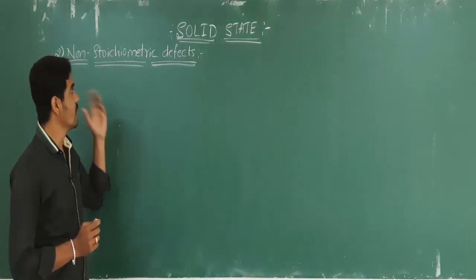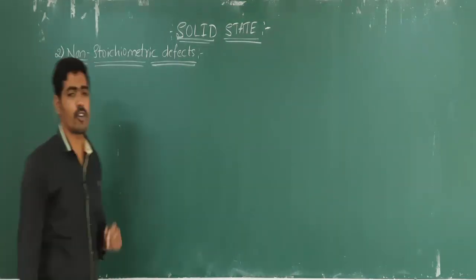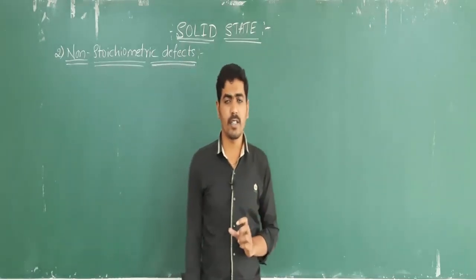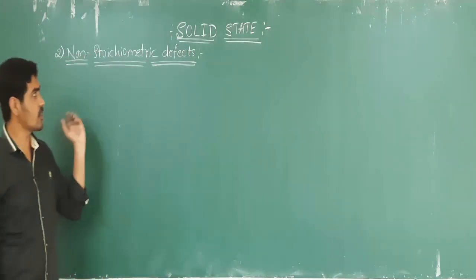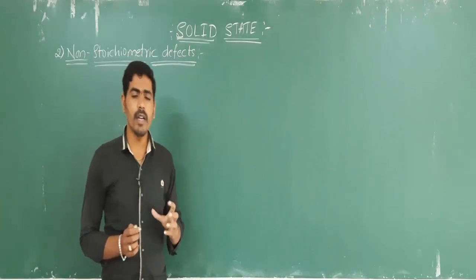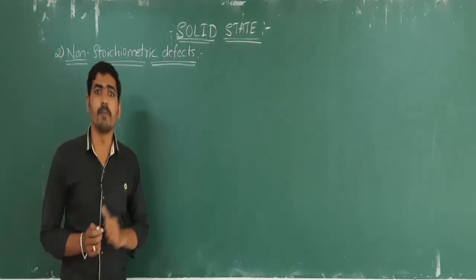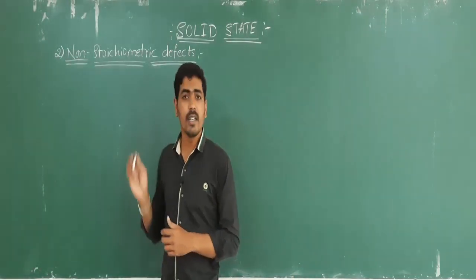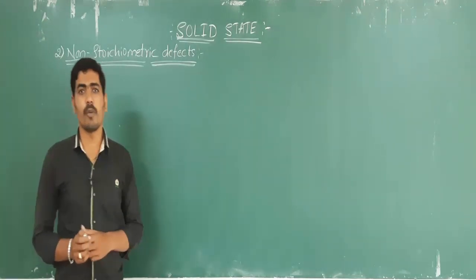Now we will study the second type of crystal defect, that is non-stoichiometric defects. So what does this non-stoichiometric defects mean? As you already know, the stoichiometric defects will not alter the stoichiometry of the crystal, and hence they are said to be stoichiometric defects. But non-stoichiometric defects means these will alter the stoichiometry of the compound. So whenever a defect arises in a compound, then it alters the stoichiometry of that compound, and hence these defects are said to be non-stoichiometric defects. And such compounds whose stoichiometry is altered are said to be non-stoichiometric compounds.